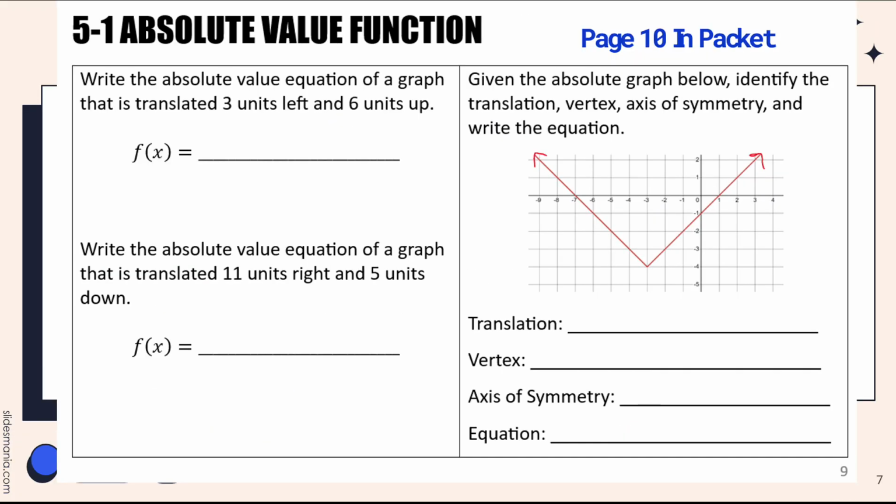This is on page 10 in the back of your packet. We'll just do a couple more examples and then that will be it. The first one says, write the absolute value equation of a graph that is translated 3 units left and 6 units up. If you want to pause the video, turn to this page in the back and try that one. That would be great. And then we can check your answer when you are done.